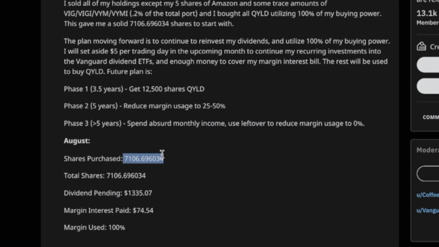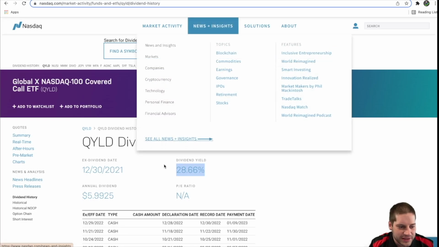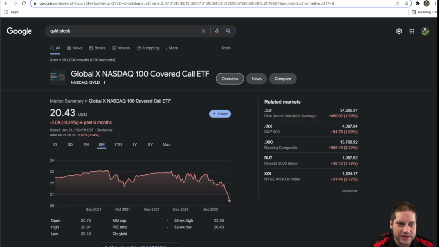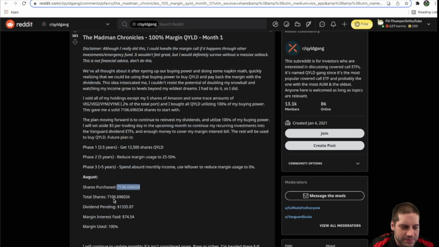Now, he started with purchasing 7,106 shares. Looking at QYLD in August, because this is actually when he did it, let's go ahead and say he got it at the dip in August, and that's $22.50. That's going to be the price range that we work with in our Google Sheet when we get to it. So we bought a bunch of shares.